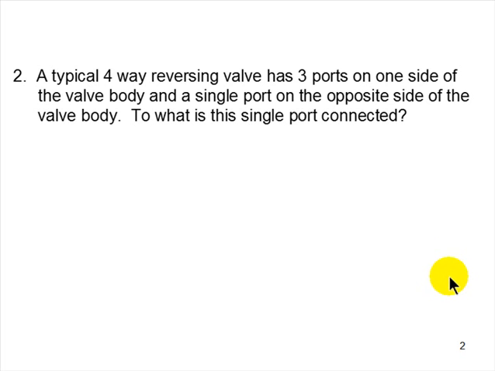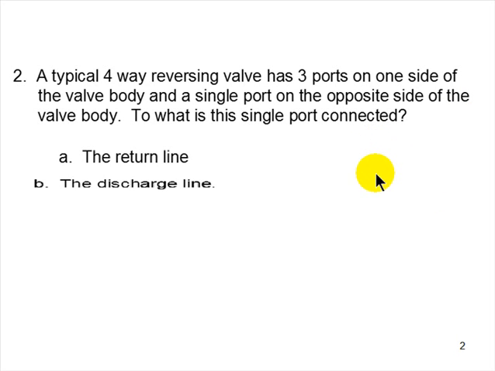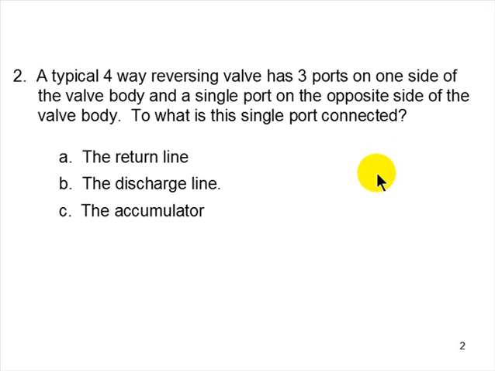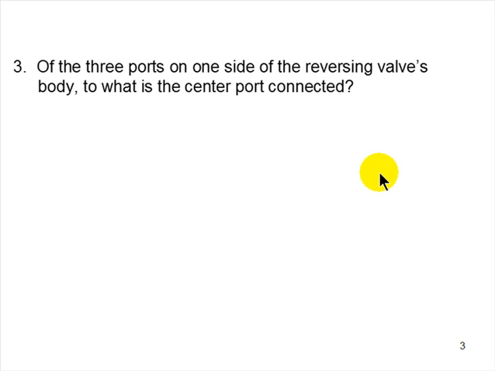Two, a typical four-way reversing valve has three ports on one side of the valve body and a single port on the opposite side of the valve body. To what is this single port connected? The return line, the discharge line, the accumulator, the liquid line. What's that single port connected to? Yeah, the discharge line.